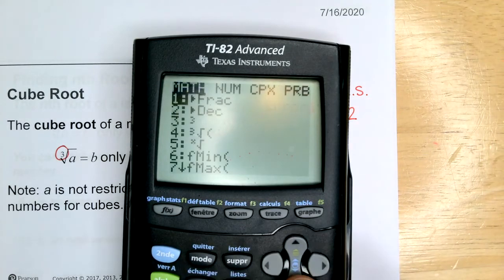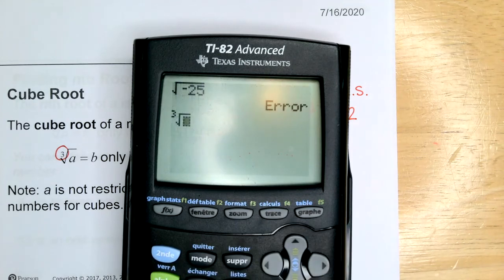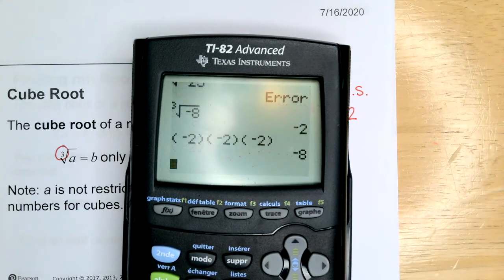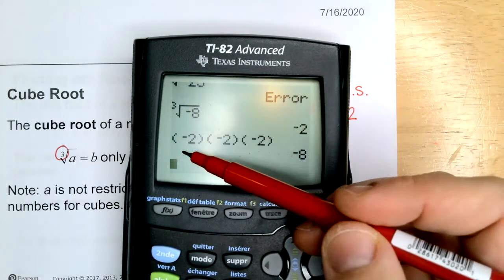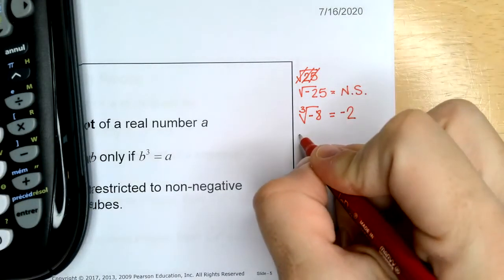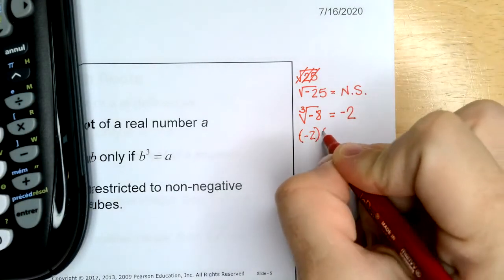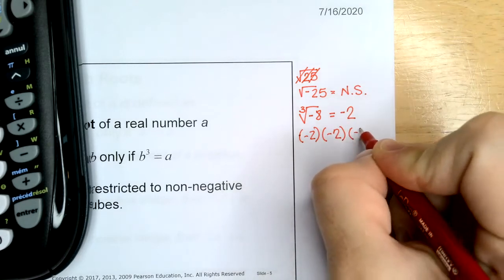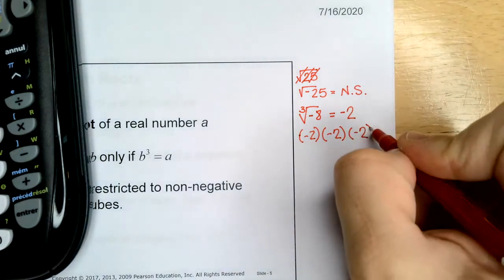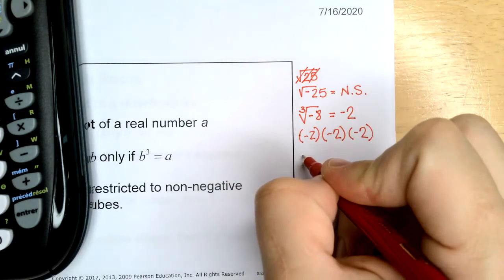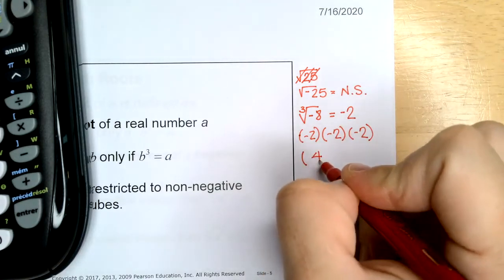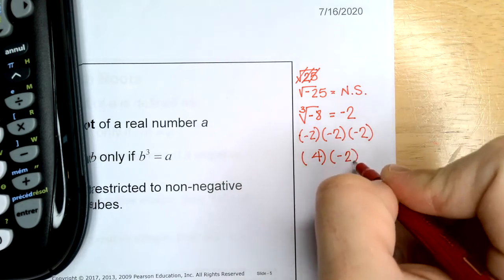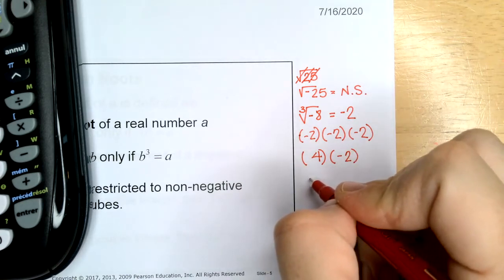The cube root of negative 8 will give me an answer, because negative 2 times negative 2 times negative 2 will give me a negative. Negative 2 times negative 2 becomes a positive 4, but then I'm going to multiply that by a negative. A positive times a negative becomes a negative.